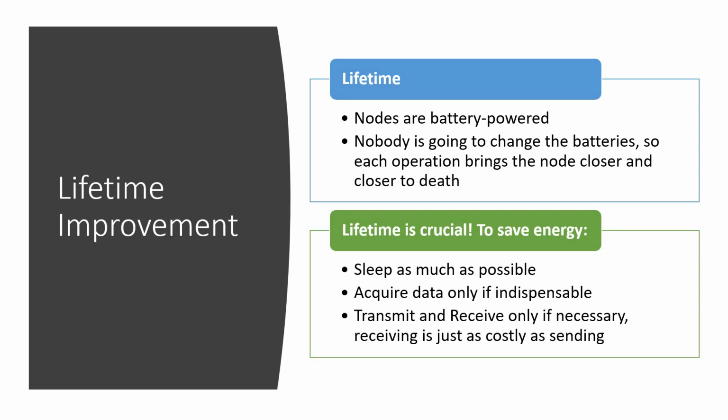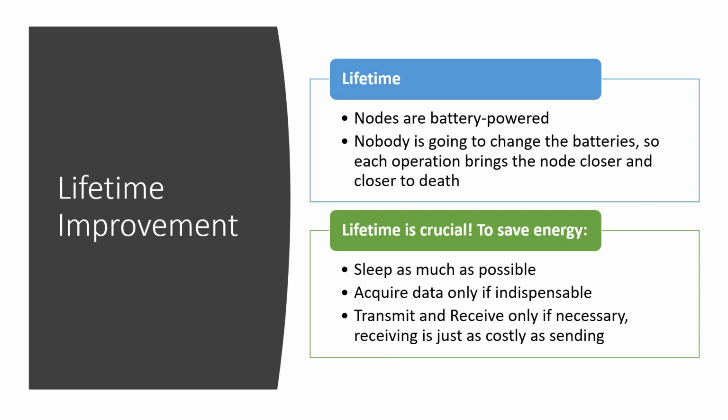So the node has to sleep as much as possible. Whenever you do not have to send data or maybe sense data, or whenever you have time, you have to sleep to save the battery life. And the nodes have to acquire data only if it is very, very important. Otherwise, you do not have to acquire data. And also transmit or receive data only when necessary.